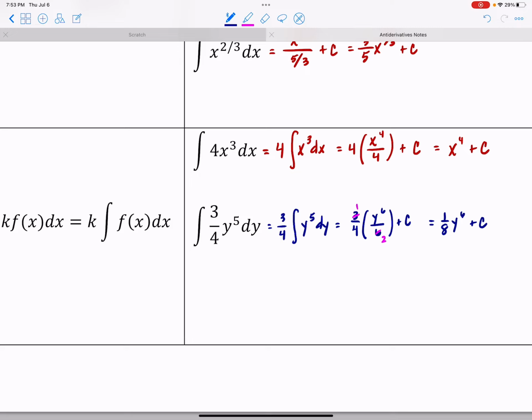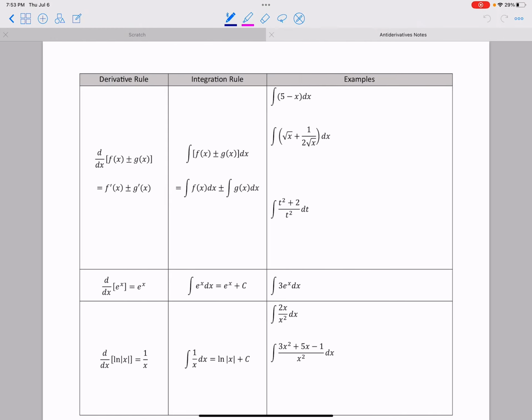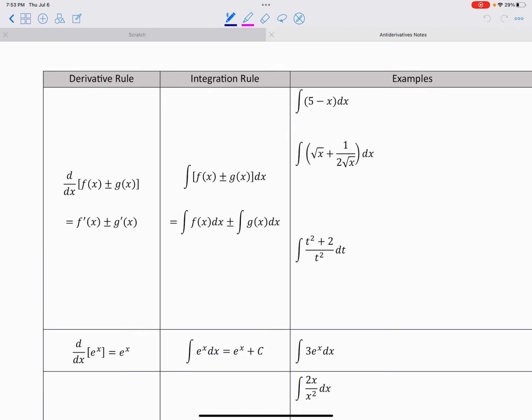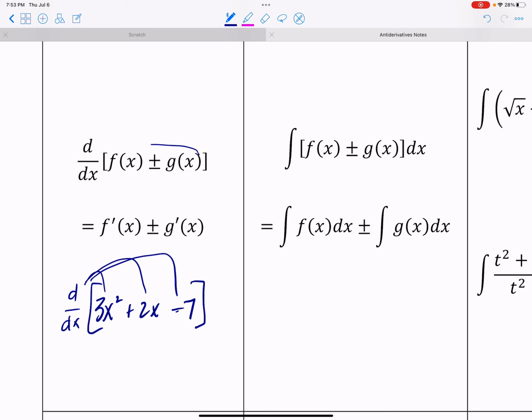Okay, so next rule, flip the page, here we go. The next rule, again, we applied to derivatives. We said if we were differentiating a sum or difference of multiple functions, like 3x squared plus 2x minus 7, if I was taking the derivative with respect to x of all three of these terms, I just differentiate them separately. So take the derivative, take the derivative, take the derivative, right? The derivative of a sum or difference is the sum or difference of the derivatives.